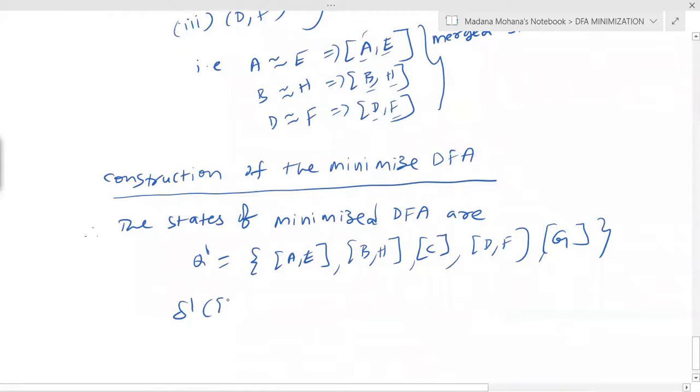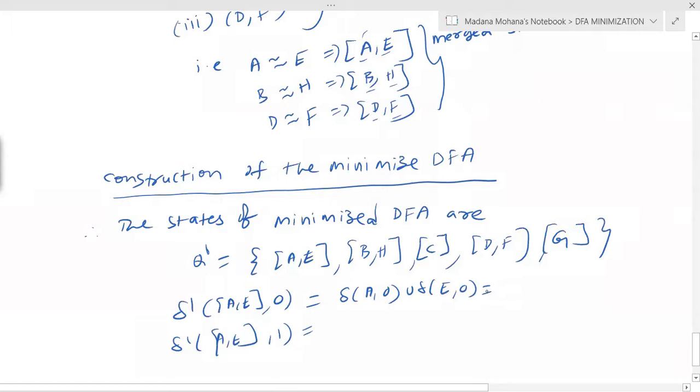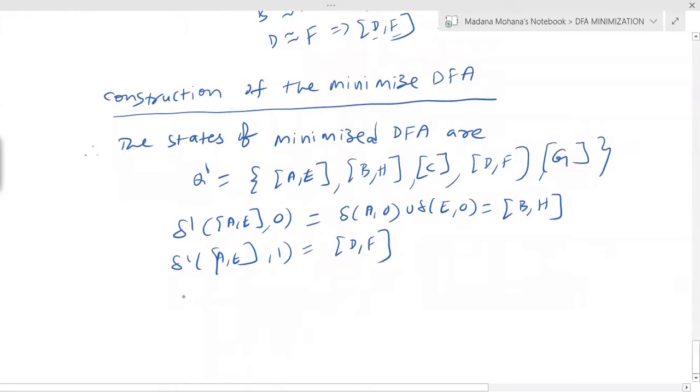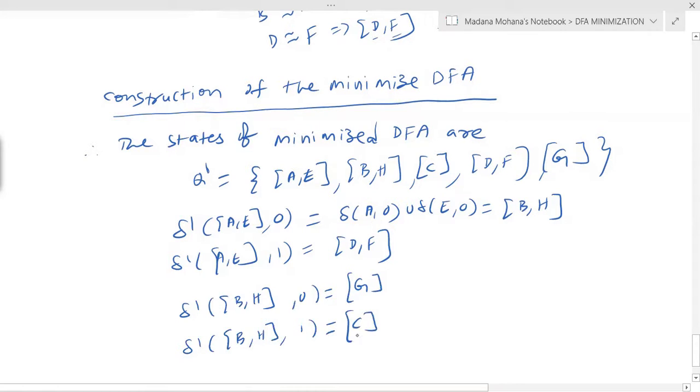So delta dash of AE on 0, delta dash of AE on input 1. Apply the union rule. This is nothing but delta of A on 0 union delta of E on 0. Whatever next states you get, again you take the combination. So here you will get BH only. Next, AE on 1, you will get DF only. Then delta dash of the second state BH on 0, you will get only G. Delta dash of BH on 1, you will get C. We have a separate state C.